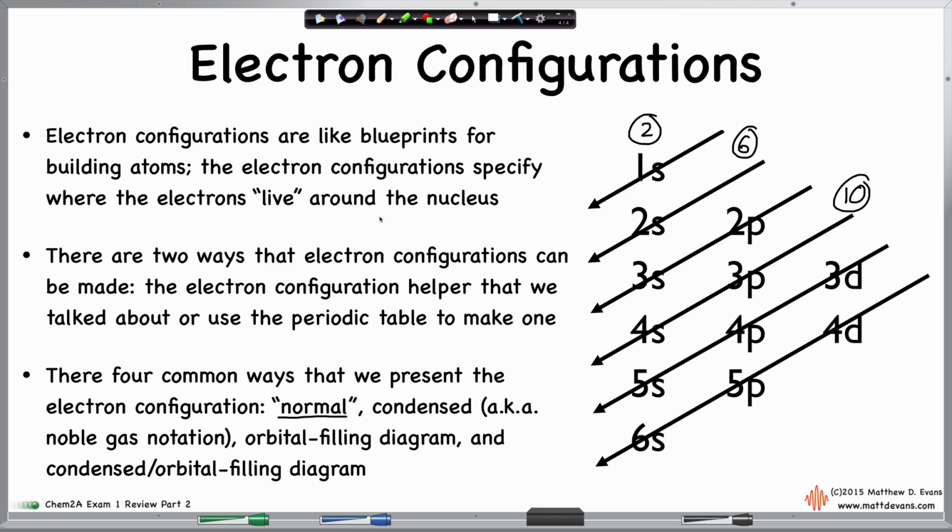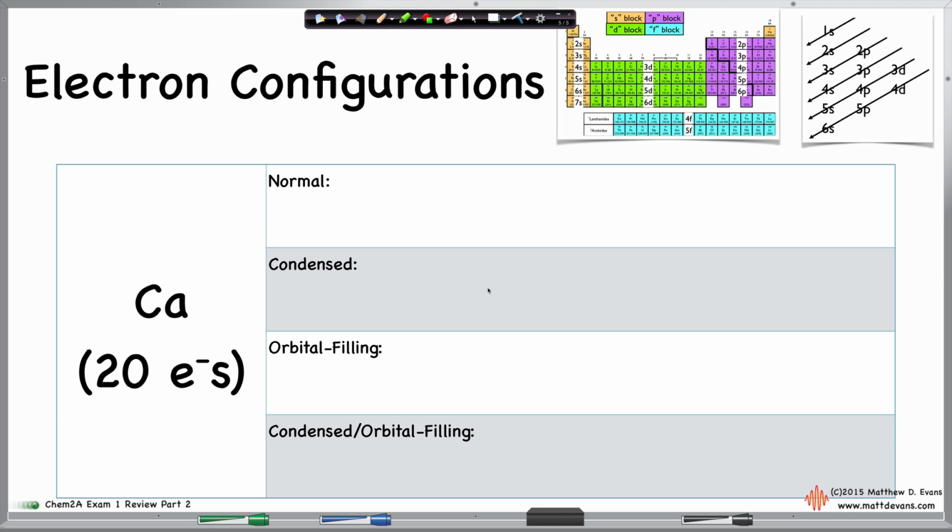It's pretty simple once you get the hang of it. So I just picked an element at random. I picked calcium. And the first question when you do an electron configuration always is to figure out how many electrons it has. So I looked up the atomic number for calcium, and it's 20, so that means that there's 20 electrons for neutral calcium.